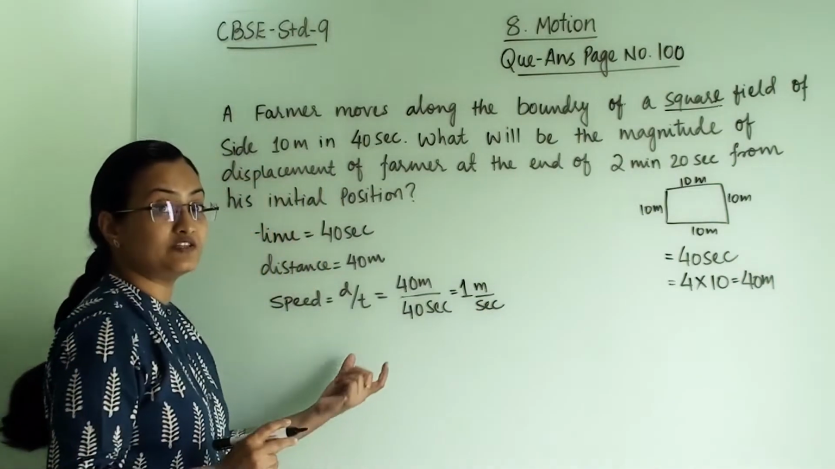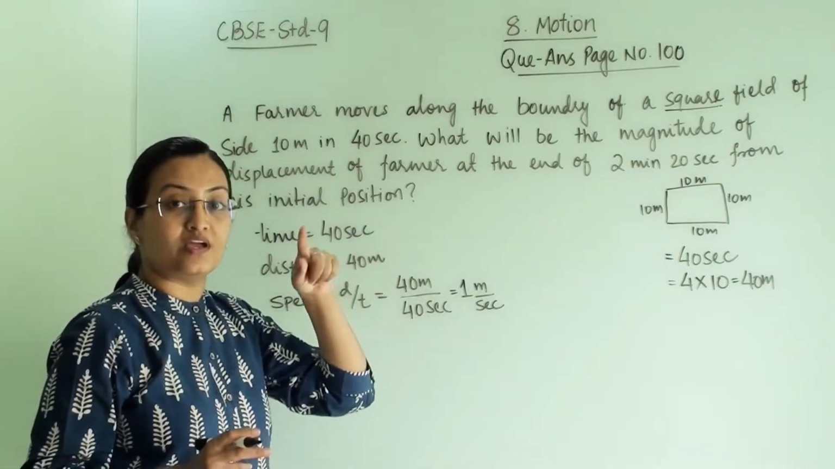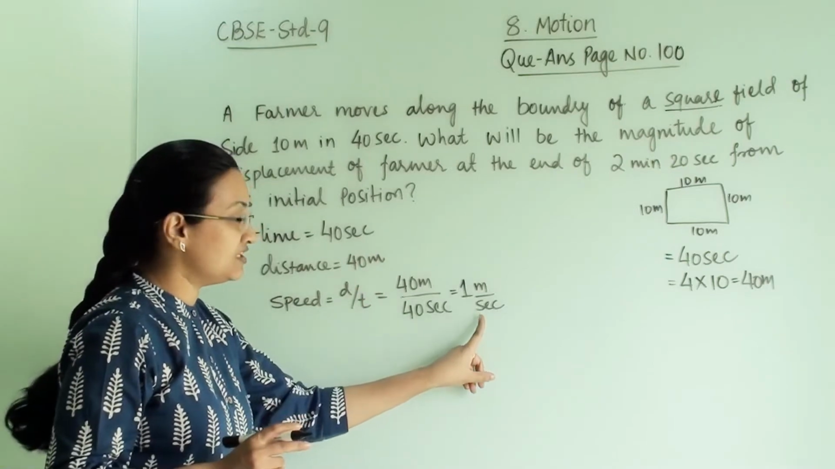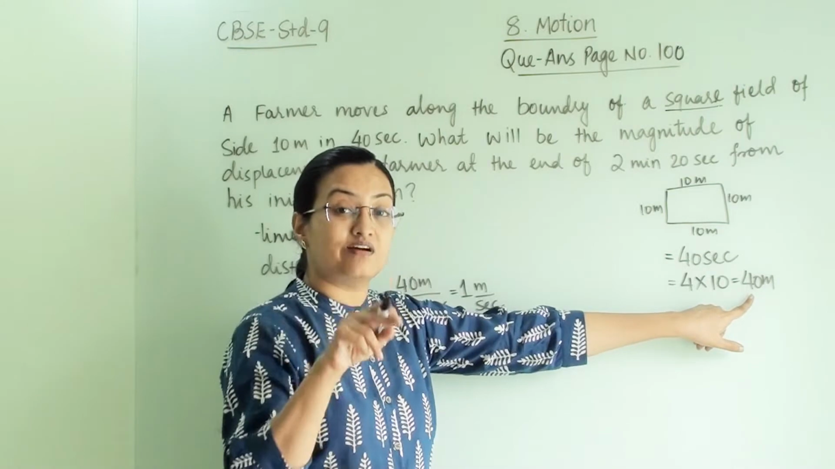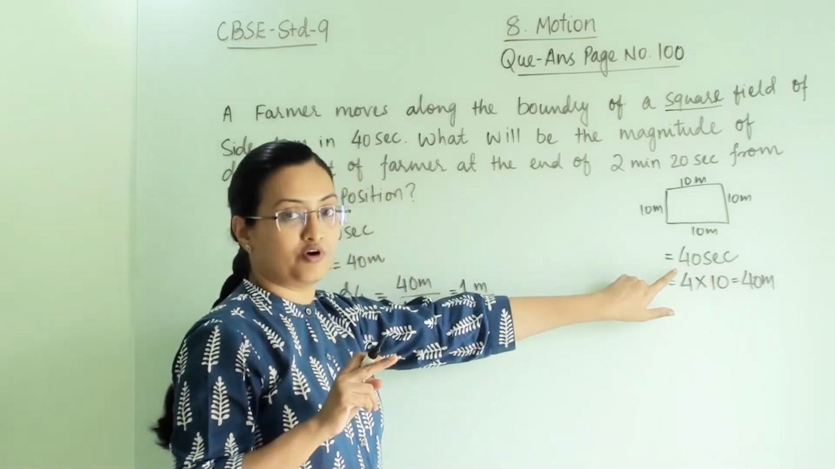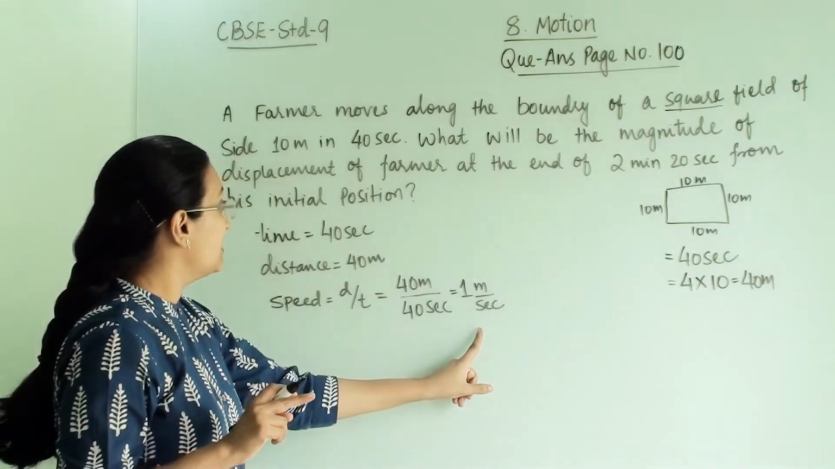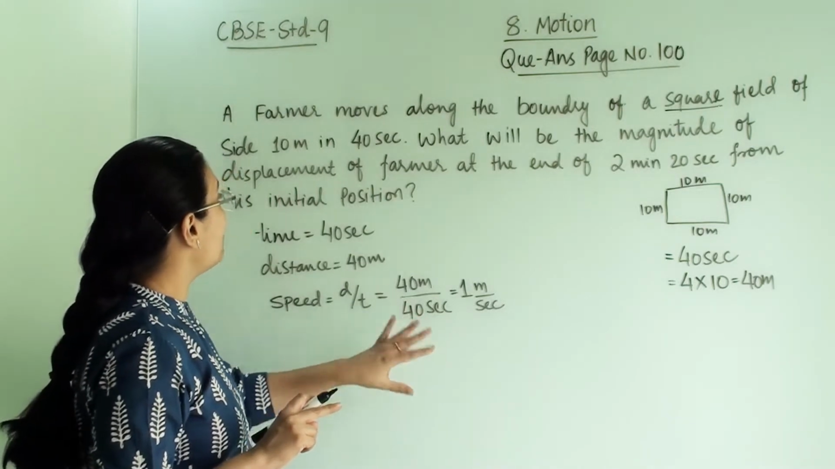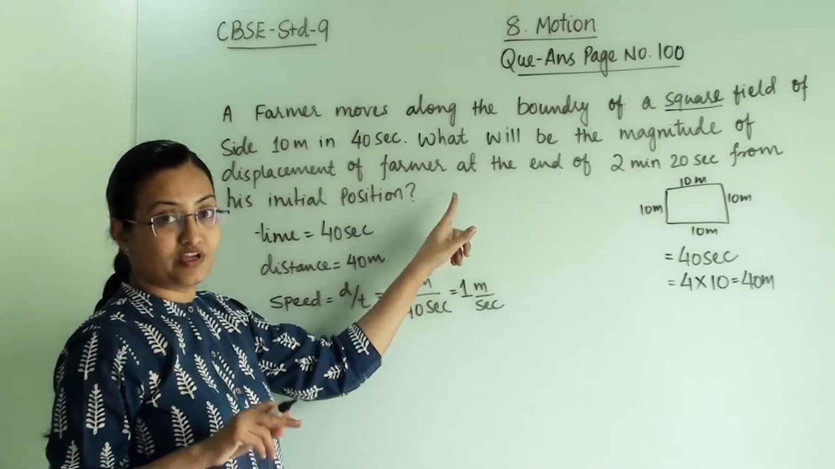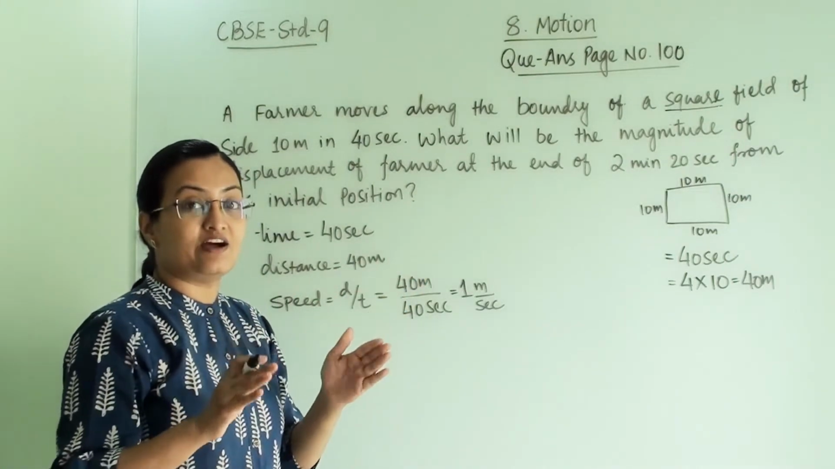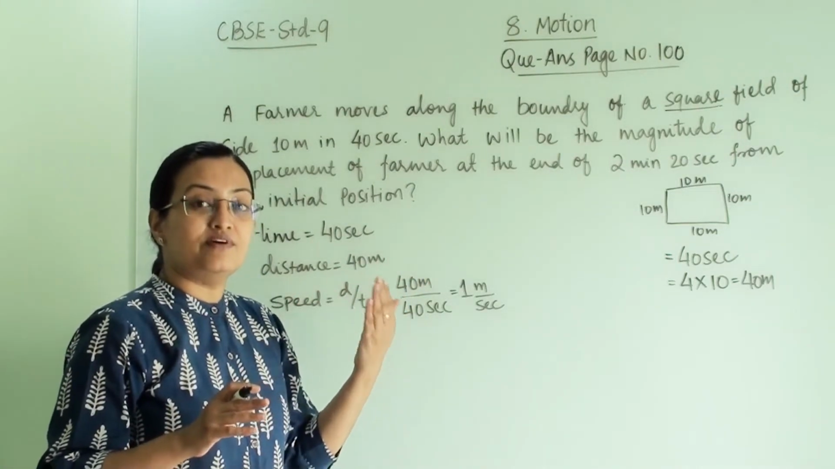That is his speed when he is moving along the square field. With this much speed, he will cover 40 meters, one rotation, in 40 seconds. Now, we know the speed. Now what we have to find out? We have to find out the displacement of the farmer, that after 2 minutes 20 seconds, where will he reach?